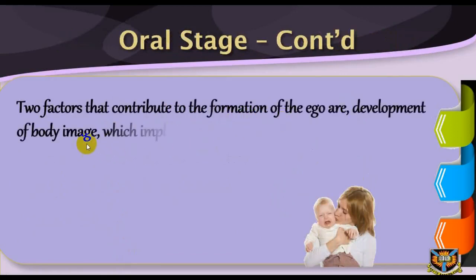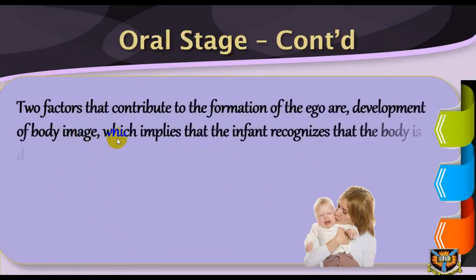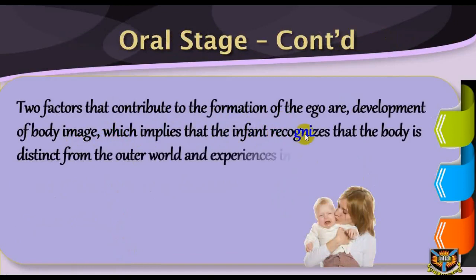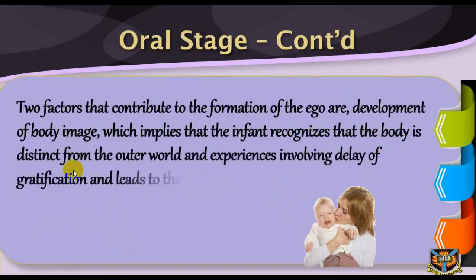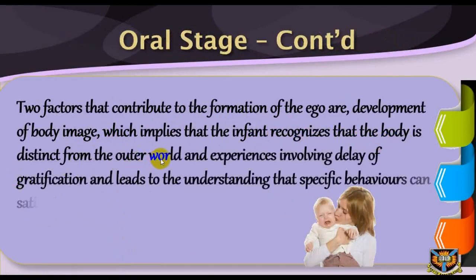Firstly, body image is developed, which implies that the infant recognizes that the body is distinct from the outer world. For instance, one will start understanding that one feels pain only when force is applied on one's own body. By the identification of the body boundaries, one starts developing the sense of ego.